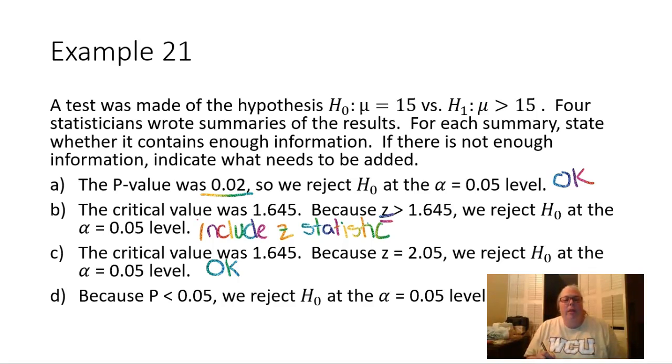Part D. Because P is less than 0.05, we reject the null hypothesis at the alpha equals 0.05 level. This one, we are actually missing this number right here, the p-value. It would have been better to include the p-value inside this statement so that we could see that the p-value that was calculated actually is less than the alpha value that was used. So this one we want to include the p-value.